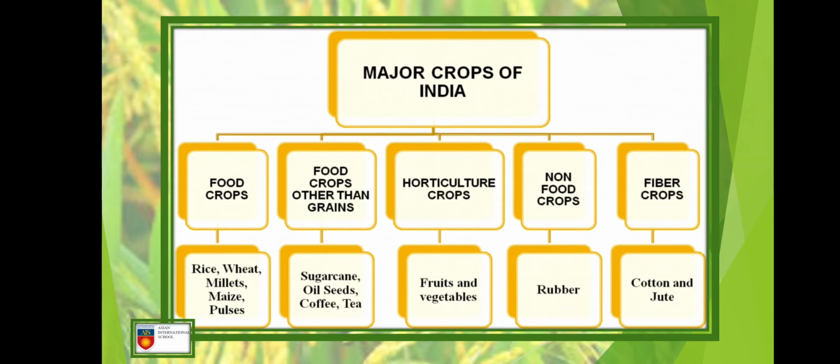The major crops of India. You can see in the classification how many types of crops are grown in India: food crops other than grains, horticulture crops, non-fruit crops, fiber crops. And you can see the examples of each category.